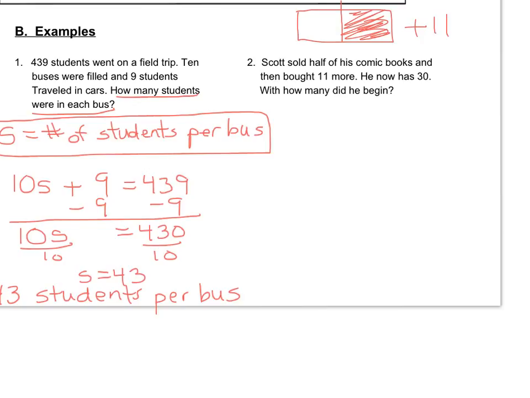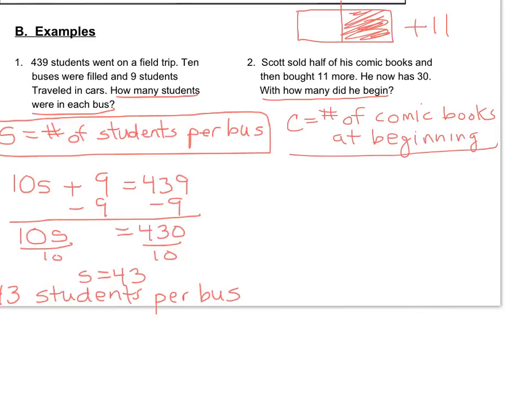Okay, here's the question. How many did he begin with? So I'm going to write C for number of comic books at beginning. How did I know to pick that? I just found the question. Number of comic books at the beginning.